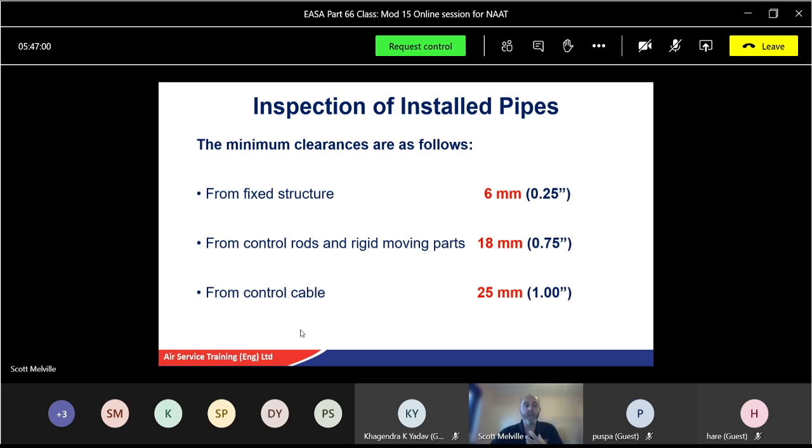And the last one, any control cables will need even greater because cables can move a little bit, so we need a bigger distance. So now we've gone up to 25 millimeters, which is roughly an inch in distance. So 6, 18, 25, or 1/4, 3/4, 1 inch. The smaller the number, the more rigid it is. The more flexible something is, the more it could touch against it, the bigger the gap. So make a note of those ones or highlight them and make sure they are okay.